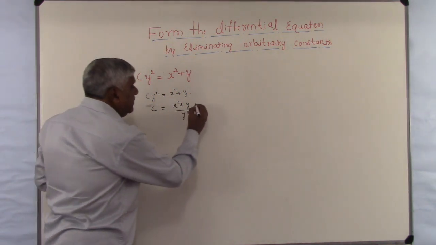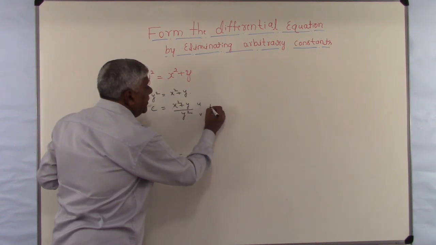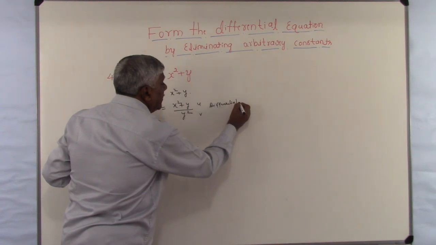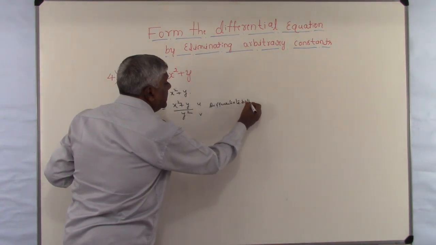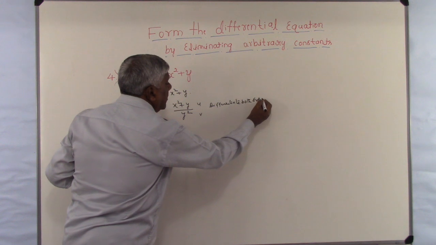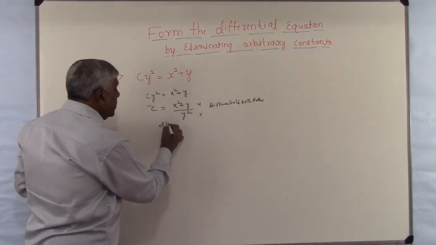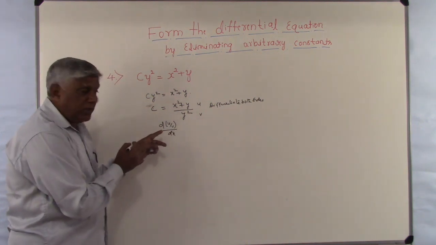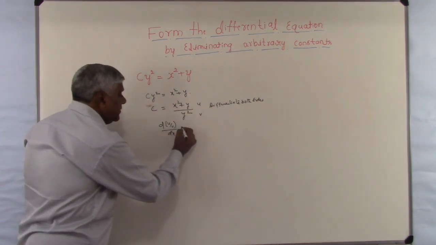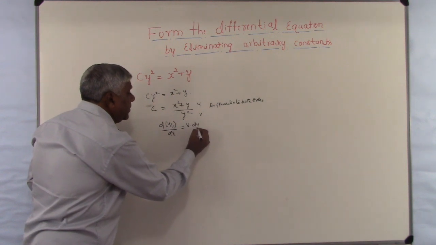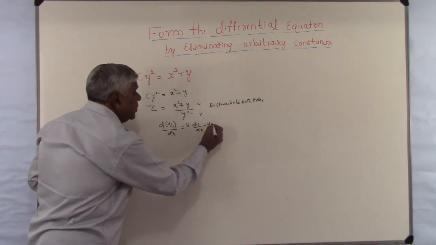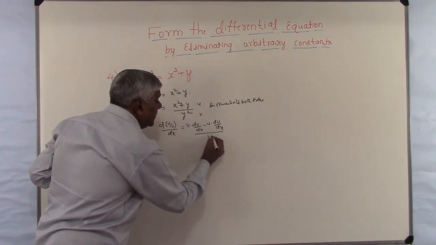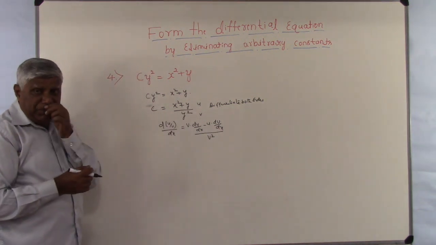Now this becomes u by v. When we differentiate both sides, d of u by v divided by dx is equal to v into du by dx minus u into dv by dx divided by v square. This formula we are going to use now.